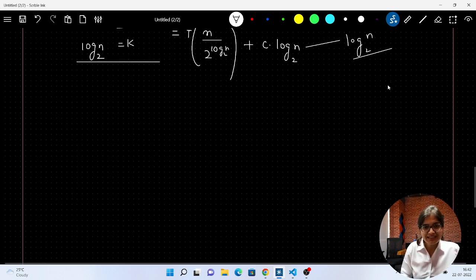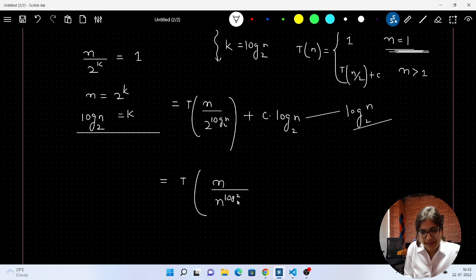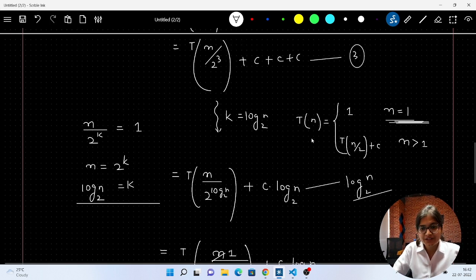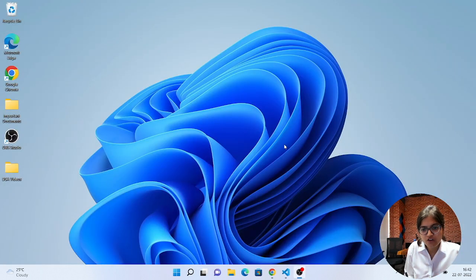Now this is equal to T(1). How T(1)? I can write it as n by n to the log of 2 base 2, and this log of 2 base 2 is nothing but 1, so this equals 1 plus c times log of n base 2. We know that when the value of n equals 1, the value of T(n) is 1. So it is equal to 1 plus c times log of n.